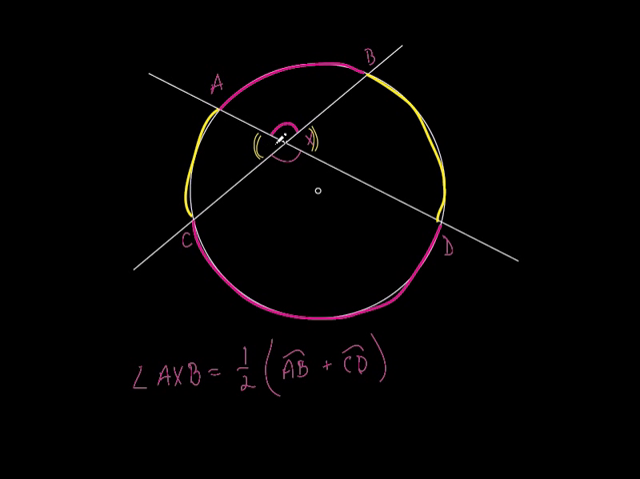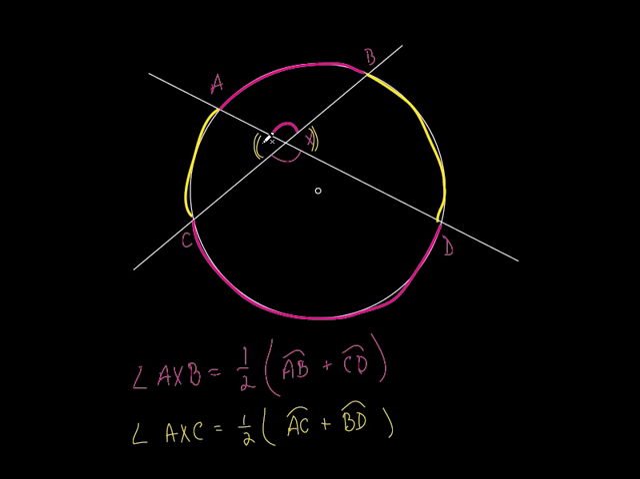So what would this angle be right here? We'll call it angle AXC. It is equal to half the sum of the two arcs that these angles cut off. What arcs do these two angles cut off? AC and BD. So if I took arc AC, and I added it to arc BD and took half of it, that would equal this yellow one.